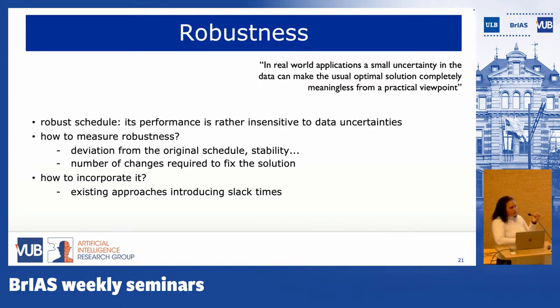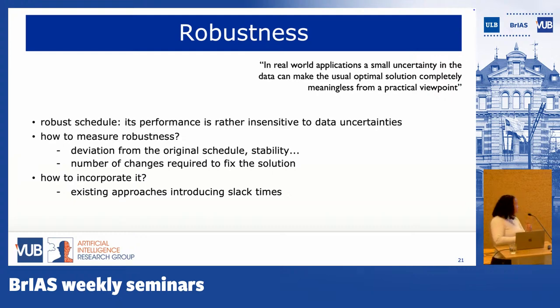When searching the literature and the different publications we found, we saw different ways in which we can do this. To measure robustness, we can take into account the deviation from the original schedule. When a user comes to you with a task to perform, you propose a schedule, and then if something happens, you will get something that is not what you proposed. The deviation from the original schedule is what tells you how robust you are. You can also measure it by taking into account the stability, or by measuring the number of changes that you require in order to fix the solution once something happens.